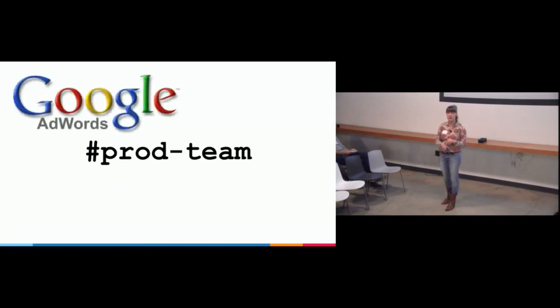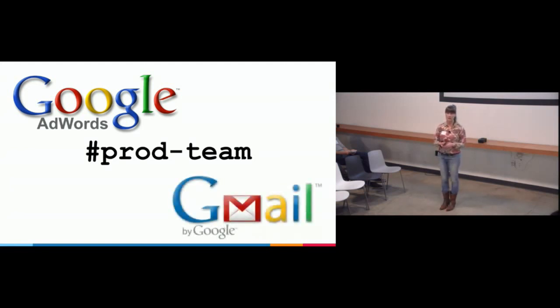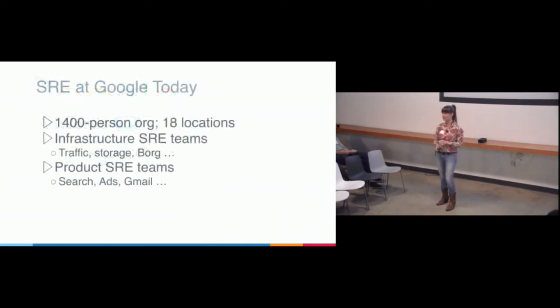In 2003, we formed an ads SRE team to manage specifically AdWords and AdSense, and that was distinct from production team. In 2004, Gmail spun up an SRE team, and the list goes on. I was going to try to figure out how to have tons of little logos of different SRE teams all over the slide, and then I realized it would eventually become just black with many, many teams. These days, we're a 1,400-person org over 18 locations. We've grown substantially from the original production team, as you can see.